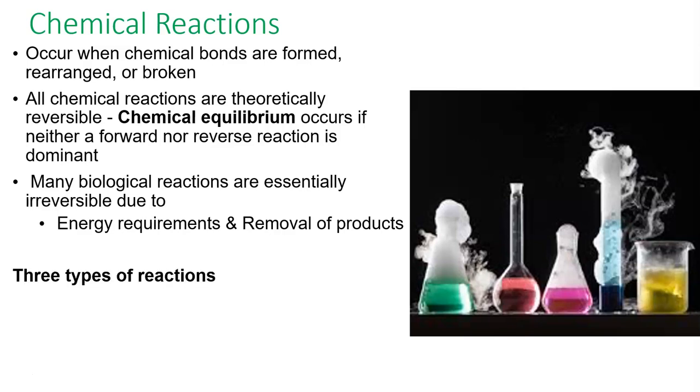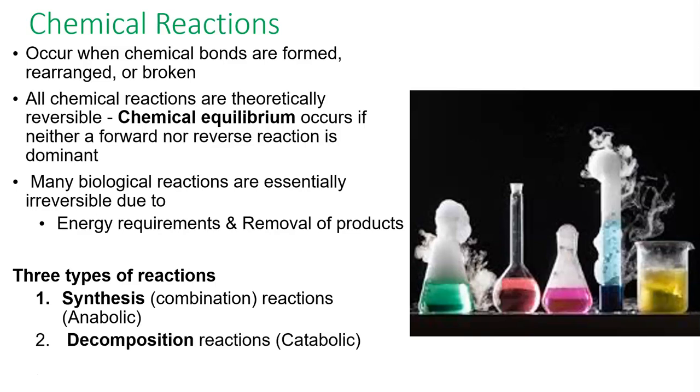There are three main types of reaction. We can synthesize or combine and usually make bonds. That's also known as an anabolic reaction. We can have a decomposition reaction. That's known as catabolic, when bonds are being broken.